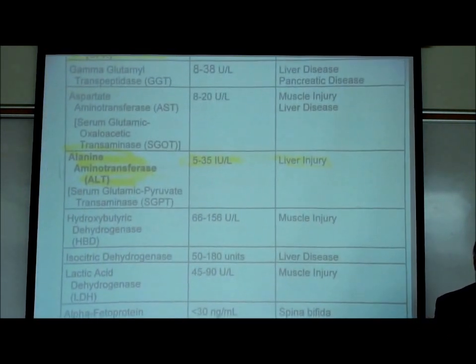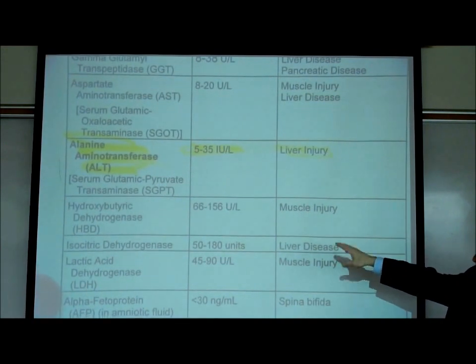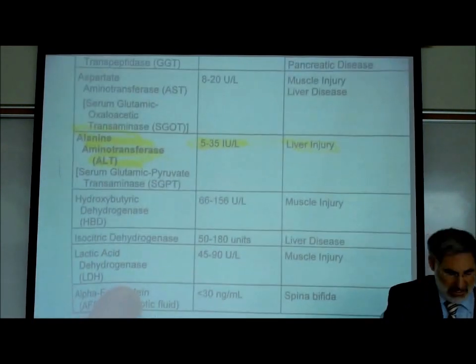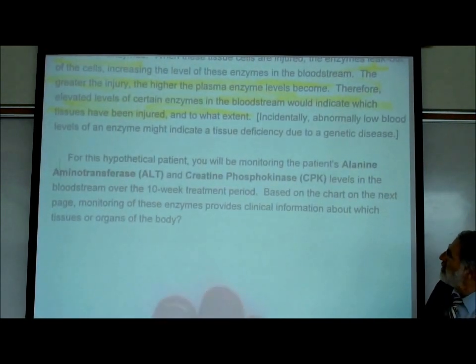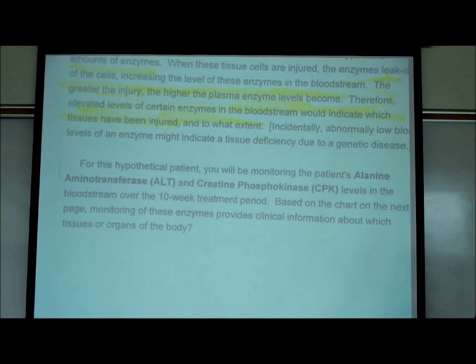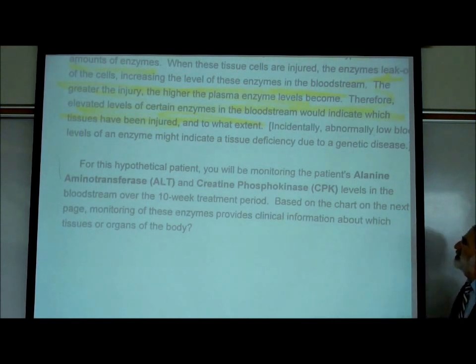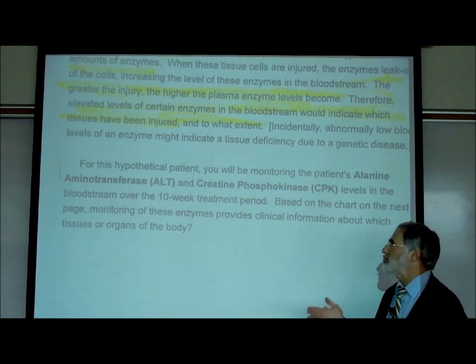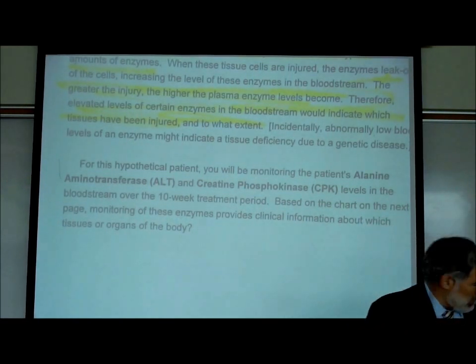Okay, so let's go back. We've talked about this chart. You can see that they have other enzymes they can monitor. In fact, there are many, many more enzymes than I've listed here. Let's return back to page 1. On the bottom paragraph, for this hypothetical patient, you will be monitoring the patient's ALT, liver enzyme level, and CPK, muscle enzyme level, in their bloodstream over the 10-week treatment period that they're taking their Lipitor. So now, before we go any further, let's all look at this handout that we gave you.